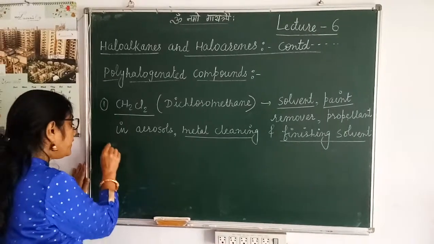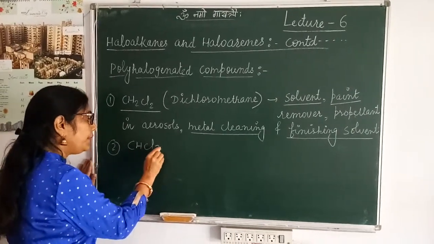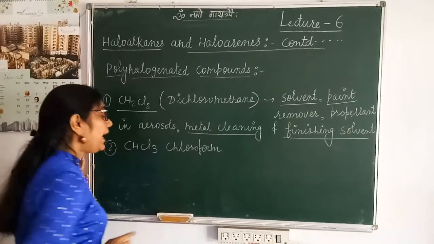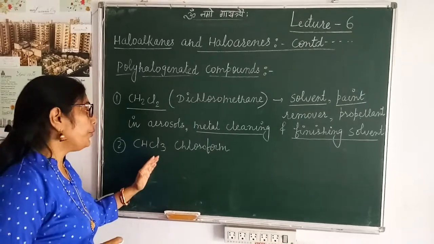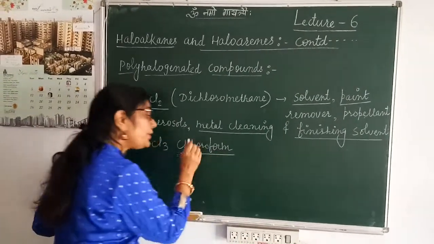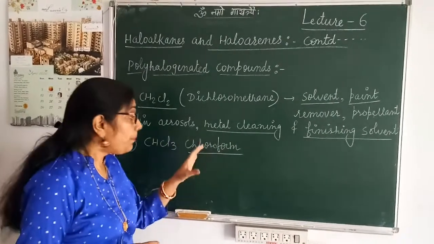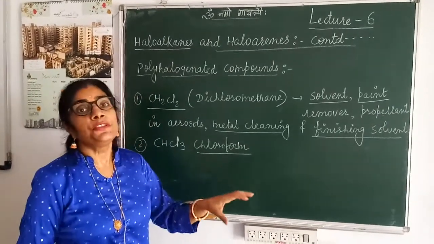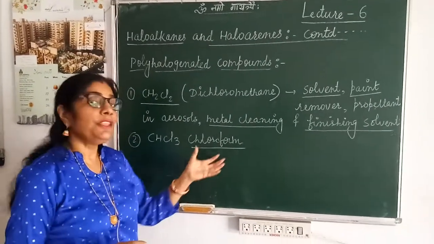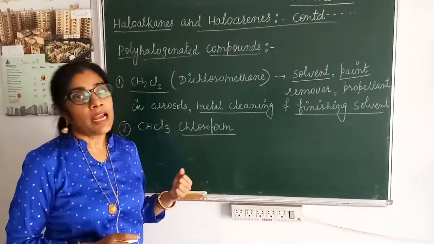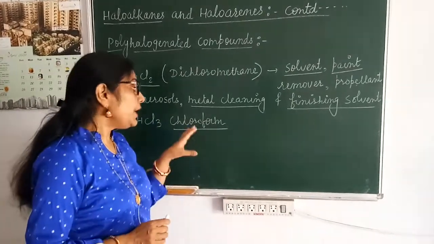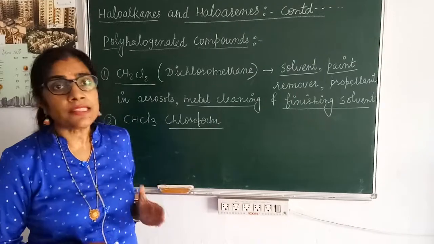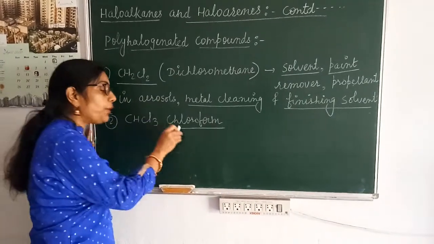The next compound, as you all know, has the common name chloroform, and its IUPAC name is trichloromethane. Chloroform is also used as a solvent. Apart from that, its most important use is as an anesthetic, because when the vapors are inhaled, it causes unconsciousness. But nowadays, instead of chloroform, certain other anesthetics available in the market are used because of its side effects.